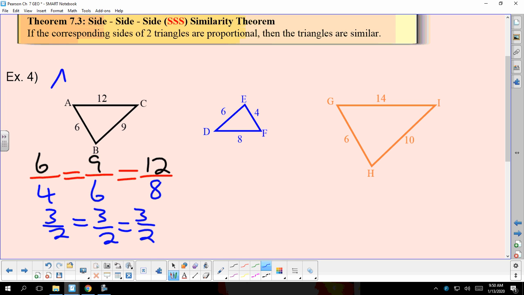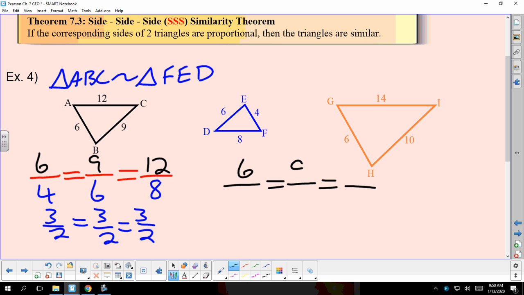So triangle ABC is similar to triangle. Let's see which one goes with which one. So what goes with A is going to be the F, E, and those two are similar. And let's check the other ones. Let's check ABC and this big one, GHI. So the first one and the last one.